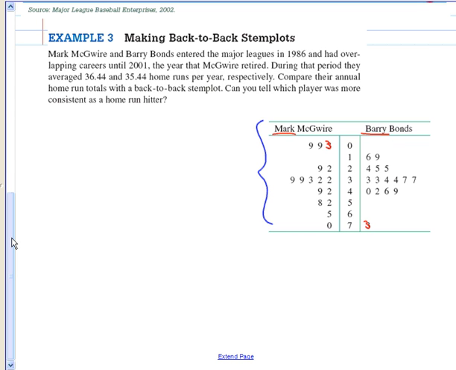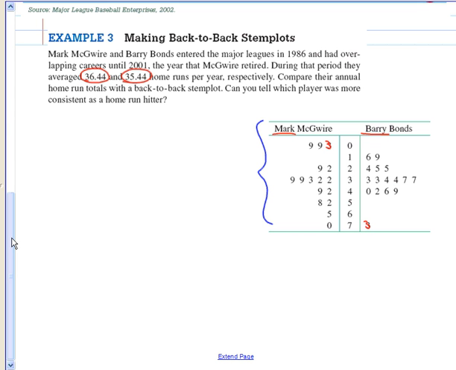Mark McGwire and Barry Bonds entered the major leagues in 1986, the same year, and had overlapping careers until 2001. They both played through that, and then one of them played longer. Mark McGwire retired, Barry Bonds kept playing. During that period, they averaged 36.44 and 35.44 home runs a year. Are those numbers very close to each other? Yeah, they are. 35 and 36. Almost identical was their average. If I actually took all their numbers, divided by how many years, we get essentially the same value.